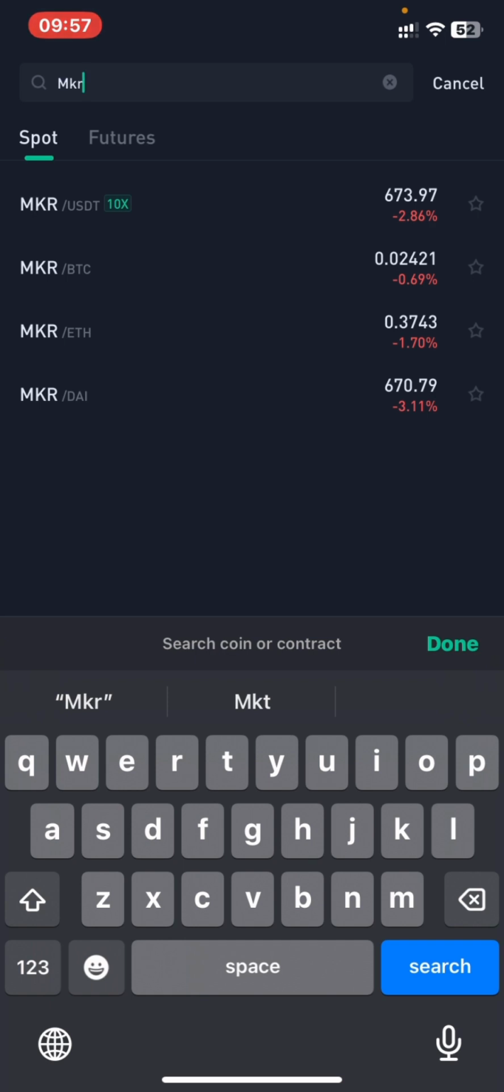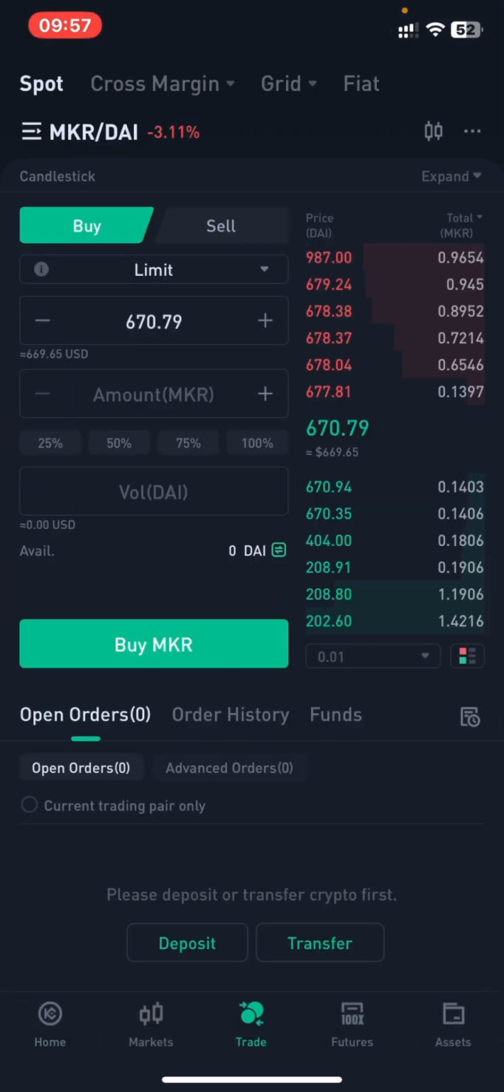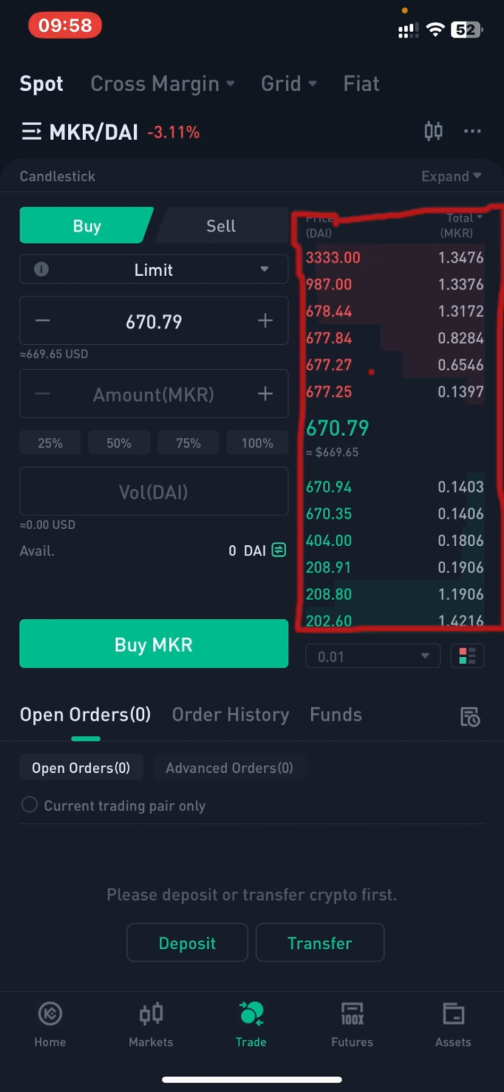pair. You have to come over here to this DAI and go around this buy. After coming to this buy over here, you'll be able to buy this coin around here at 670.79 cents, but you have to wait. There is not a lot of liquidity over here, so you won't be able to buy this immediately. And you see, there are a lot of people, they make this order to buy around this place.